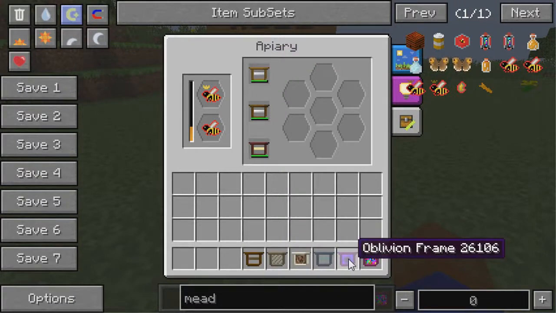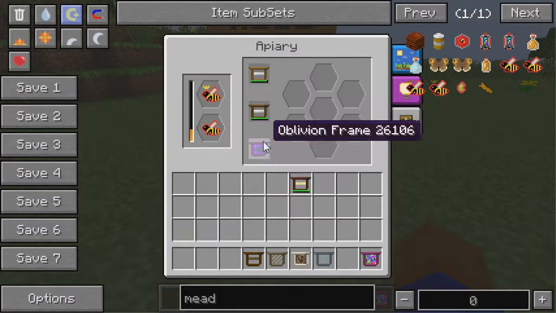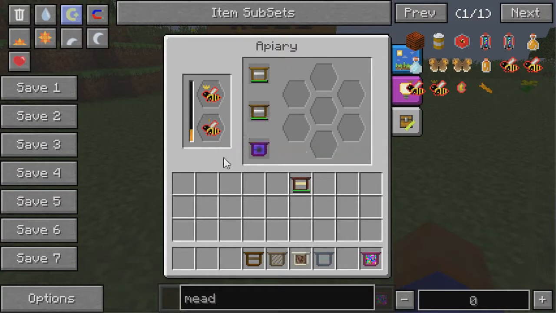But the Oblivion frame is very useful if you can get your hands on one, because it will basically kill the bee after the bee tick. So as soon as they go through their next cycle, they will die right away. And it's very useful if you want to breed really fast and get mutations going.